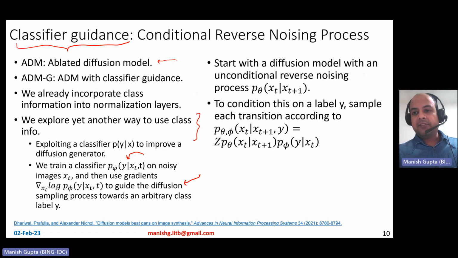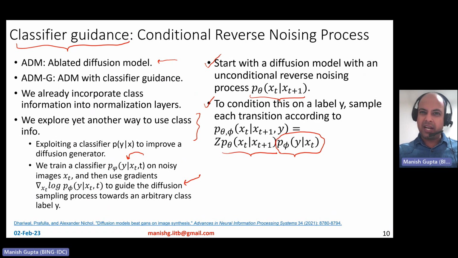You start with a diffusion model with an unconditional reverse noising process. Then, to condition on the label y, you have this p theta of xt given xt plus 1, which you compute anyway, just like a typical DDPM. However, you also multiply by the classifier probability here. So the transition from xt plus 1 to xt is not just dependent on the standard noise addition, it will also depend on whether the classifier is able to say, hey, this looks more like a dog or not.